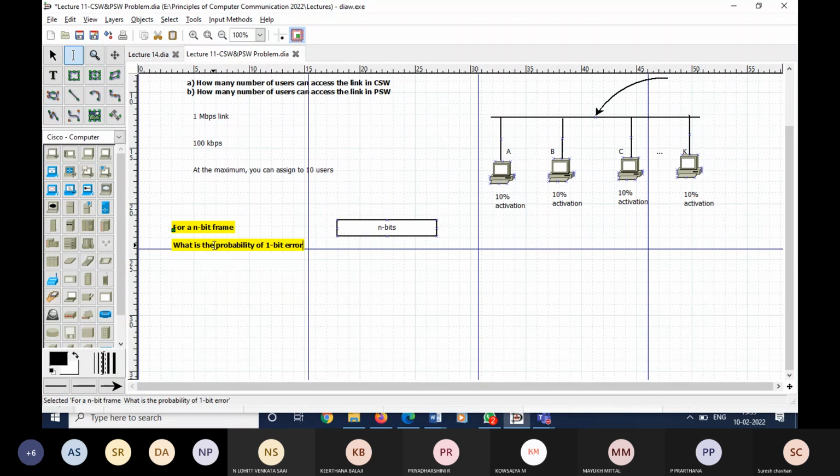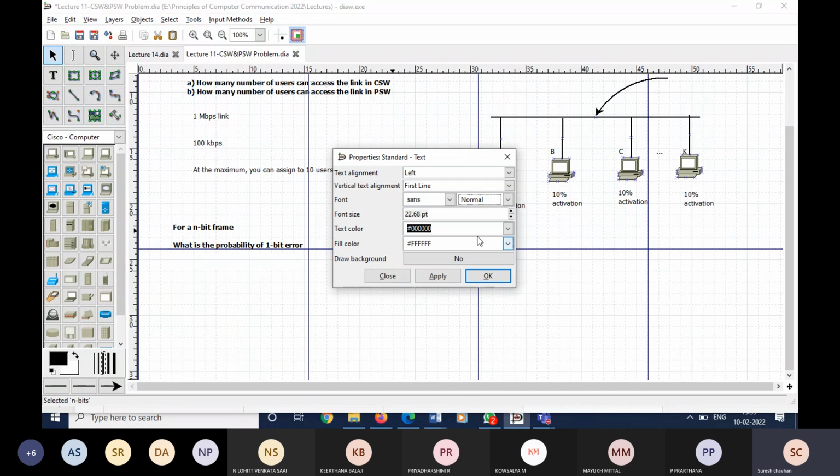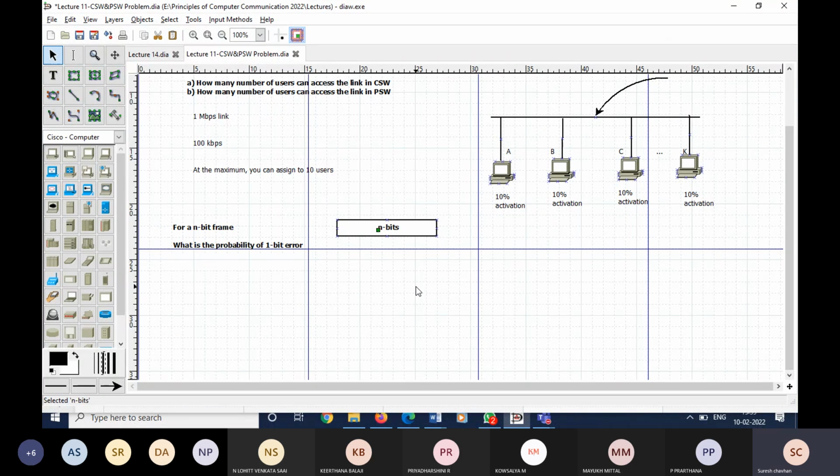I'm having n bits, and I'm asking what is the probability of only 1 bit error? So it's like n choose 1 into p, if you consider p as the 1 bit error probability and 1 minus p as the non-error probability. So it's n choose 1 into p into (1 minus p) raised to n minus 1.